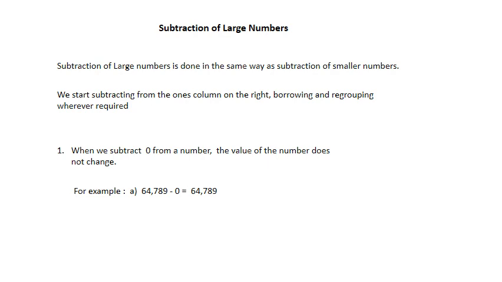See here, for example, 64,789. When we subtract 0 from it, the answer does not change. It is the value of the number itself. Let us take another example. See here, 23,145 minus 0. So we have subtracted 0 from 23,145. The value of the number does not change. So it is 23,145.